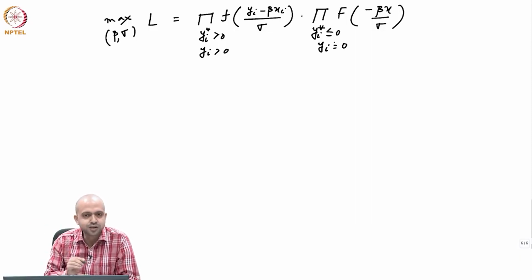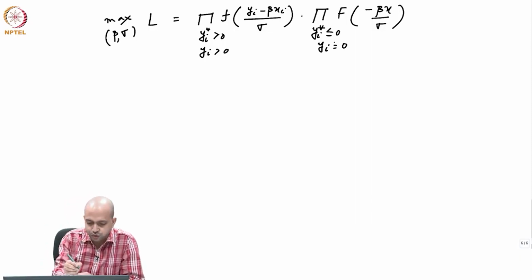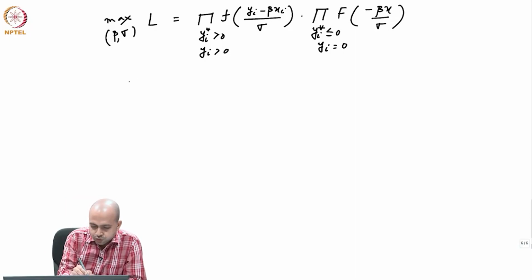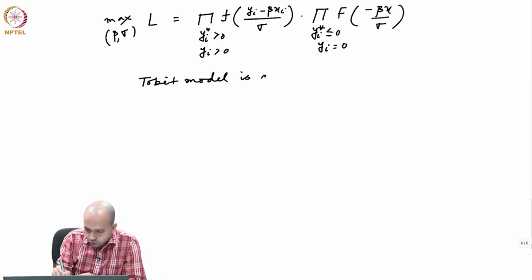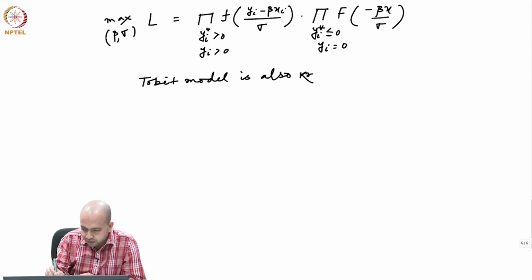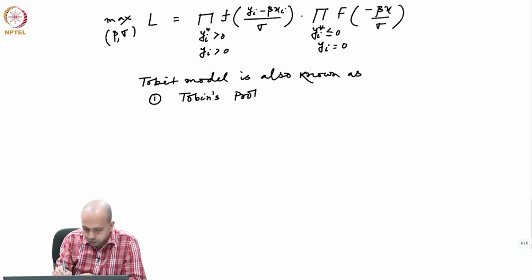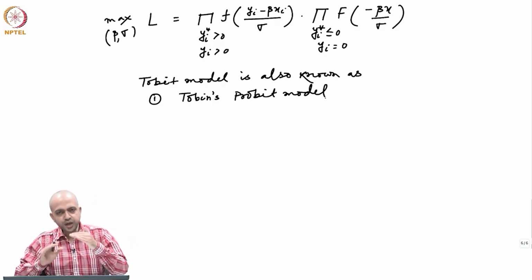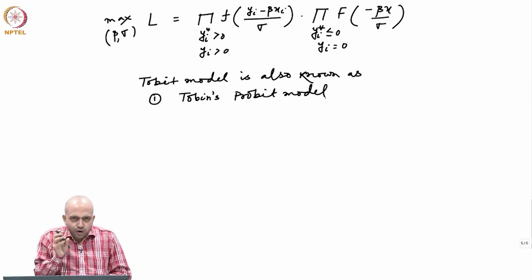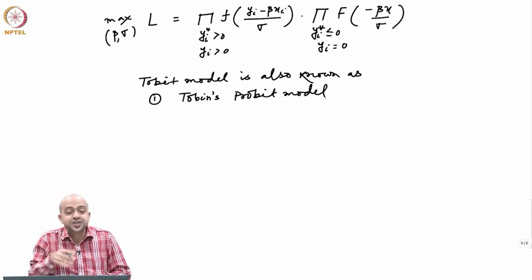Now, this Tobit model has other names. The Tobit model is also known as Tobin's Probit model, because in the Tobit model there is a Probit model also which is inbuilt.